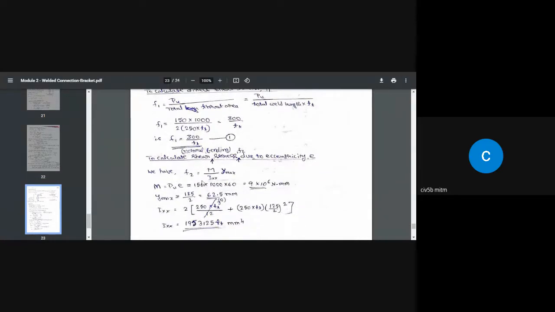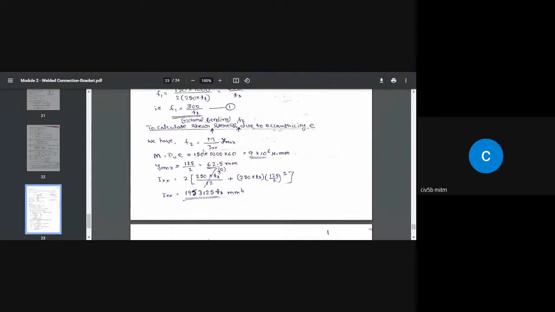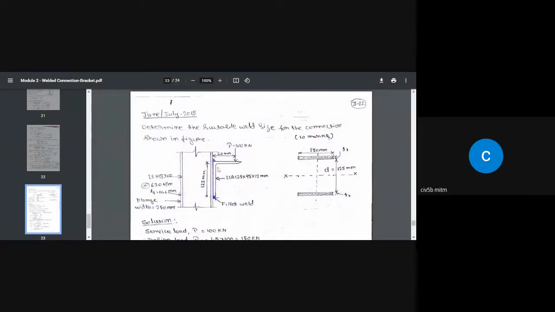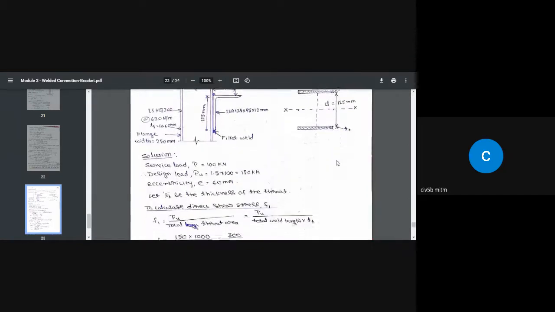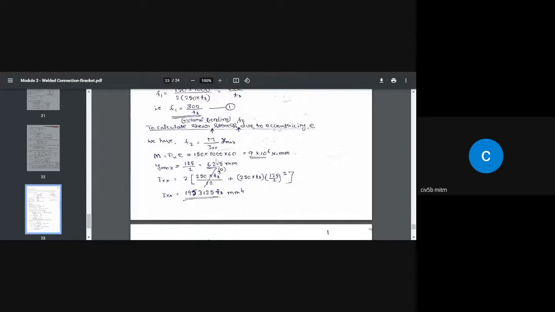Next, we need to find out what is F2. Again, from the bending equation, PUE divided by IXX, multiplied by Y max, where Y max is the distance of the largest weld from the neutral axis. M is nothing but PUE, that is also calculated. Y max is 62.5, so this height is 125. This is the neutral axis. So the distance of the farthest weld from the neutral axis is 125 divided by 2, that is 62.5 millimeter. That's what I have taken here.